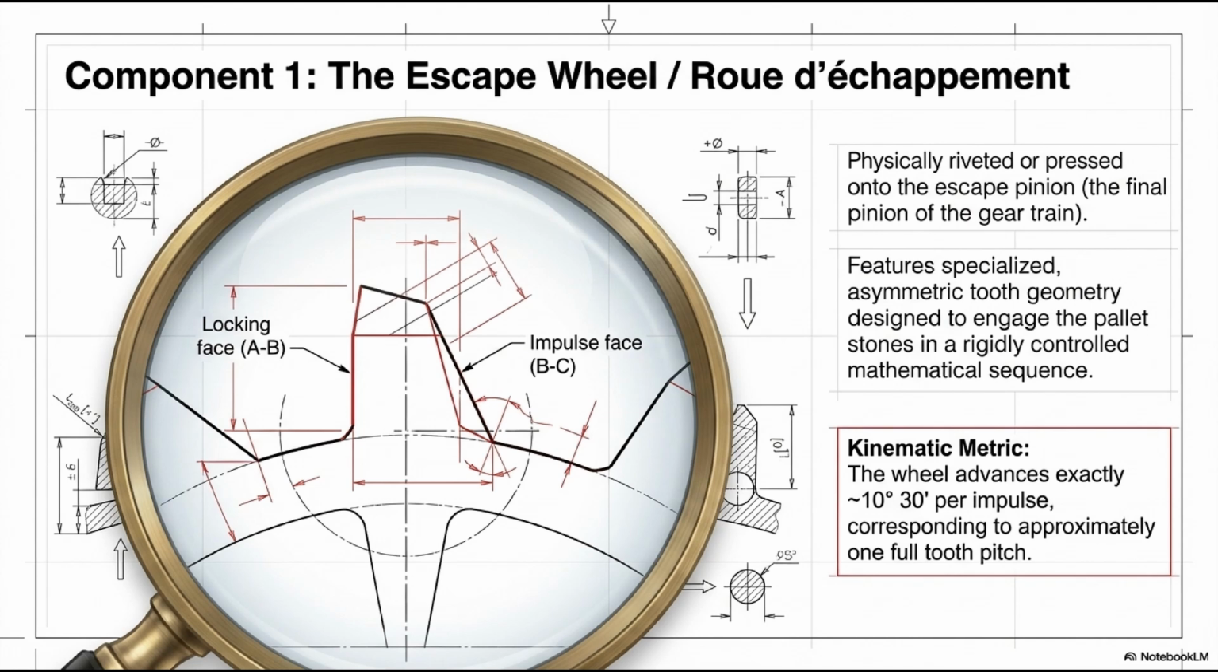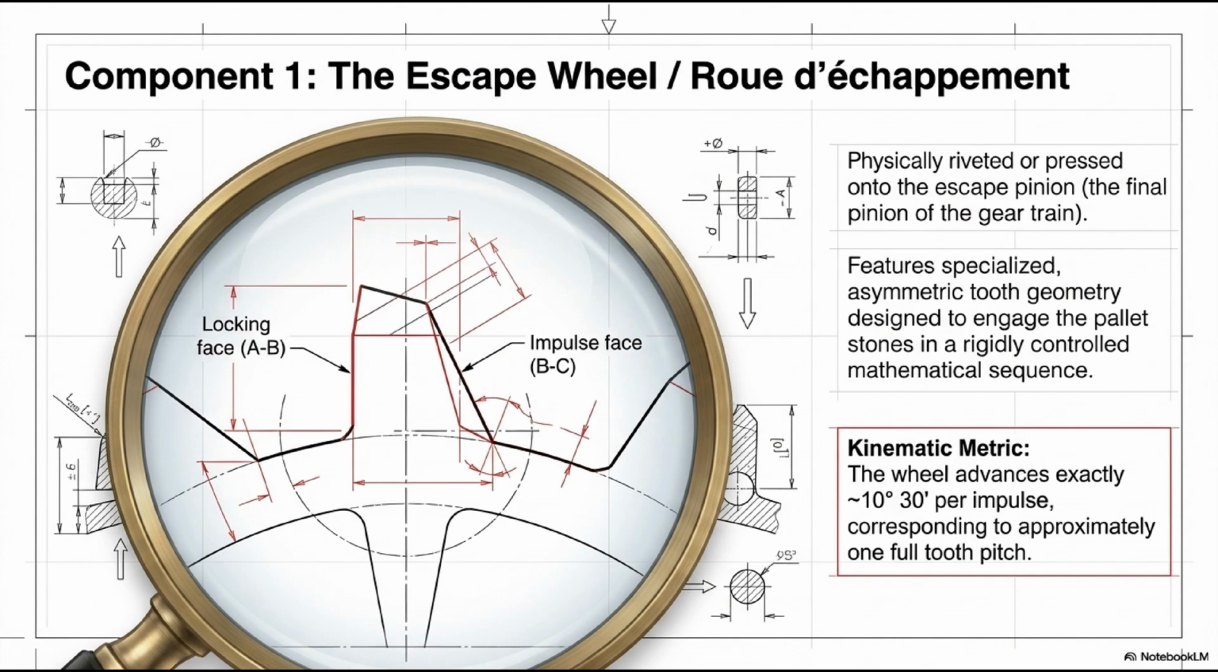Region 1, the locking face, plan de repos, spanning from point A to point B. This is the flat, highly polished surface that presses against the pallet stone's locking face during the rest phase. The tooth rests here, completely arrested, while the balance swings through its supplementary arc. The quality of this surface finish directly affects the friction coefficient and therefore the draw force and the risk of rest phase stoppage.